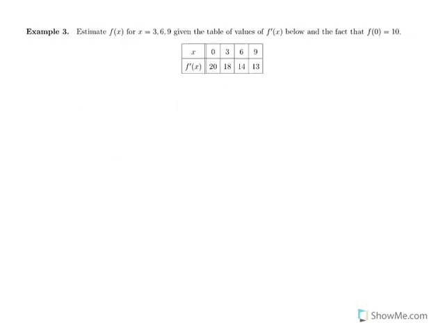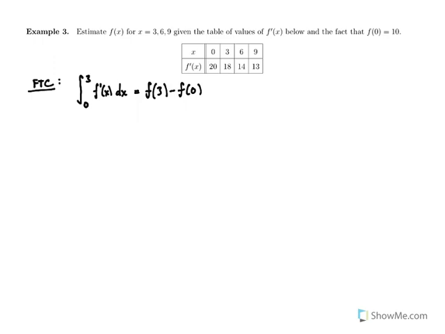Let's do one more problem here. Estimate the function values for 3, 6, and 9, given this table of values for the derivatives. This time we don't have a picture, but we have a table of values to find these. And we're going to use the fundamental theorem of calculus again. So we know that the integral from 0 to 3 of the derivative is going to be equal to f of 3 minus f of 0.